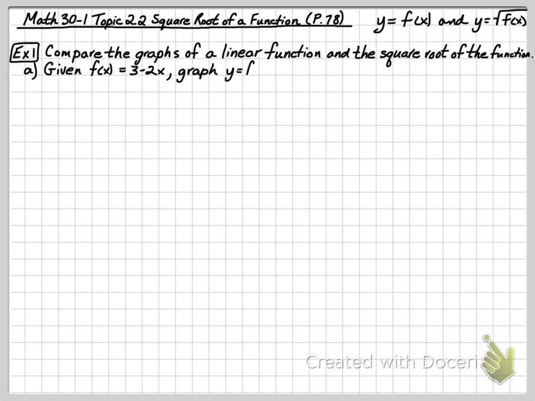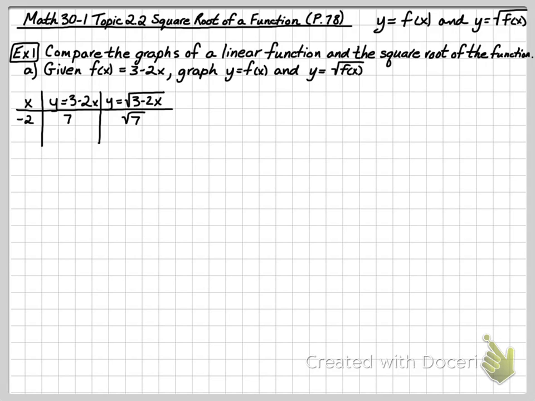In example 1, compare the graphs of a linear function and the square root of the function. In A, we're given that the function f of x is 3 minus 2x. We want to graph the function and the square root of the function on the same axes. So the first thing we're going to do is develop a set of points. If x, for instance, is negative 2, 3 minus 2 times negative 2 would be positive 7. That means the square root of 3 minus 2x will be root 7.